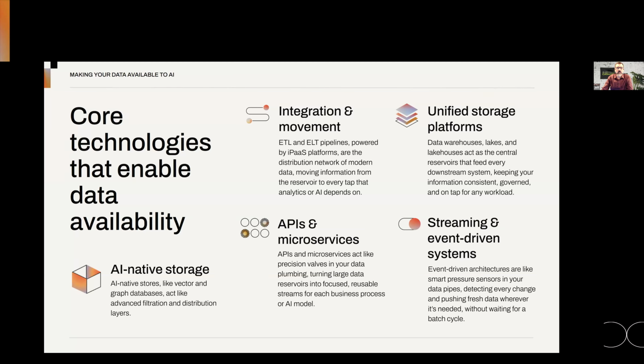Now, making data available is the other part of the equation. In terms of availability, we're talking here about APIs and microservices, as well as streaming and event-driven systems. APIs like REST and GraphQL make the data a product. It becomes something that can be requested on demand. And while APIs make that data available on demand, streaming and event-driven systems make it available in real time.